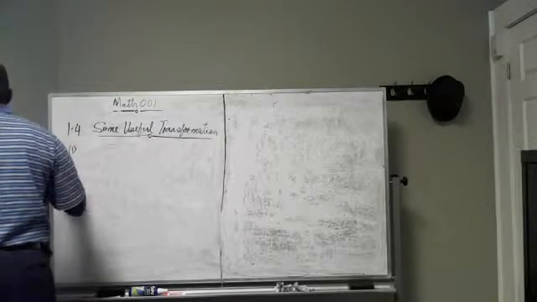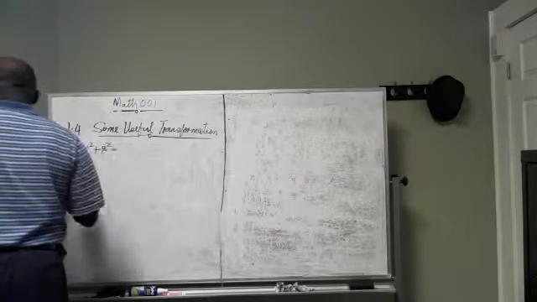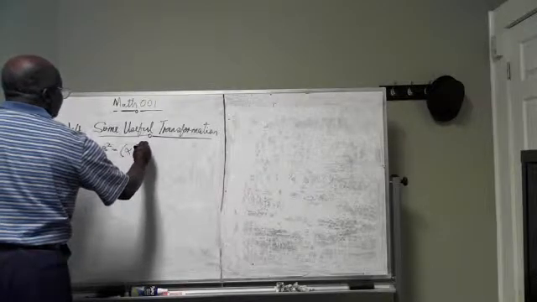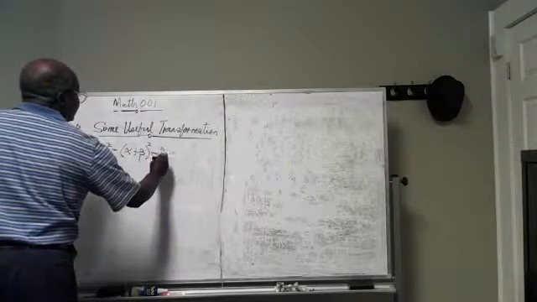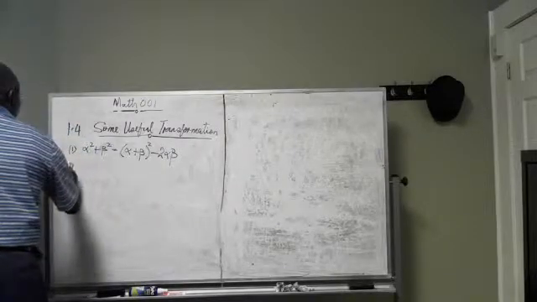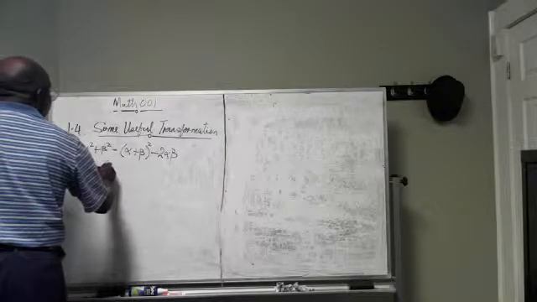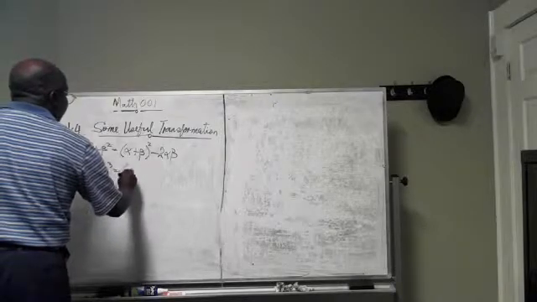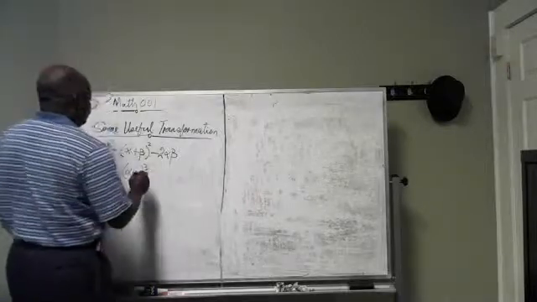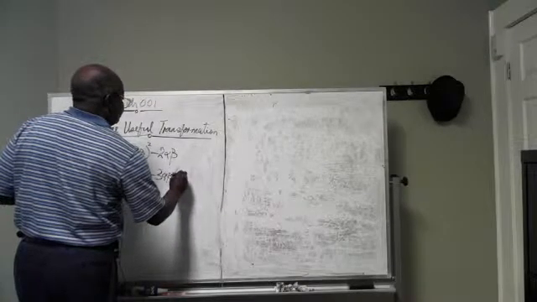One, alpha squared plus beta squared equals alpha plus beta all squared minus 2 alpha beta. Two, alpha cubed plus beta cubed equals alpha plus beta all cubed minus 3 alpha beta into alpha plus beta.